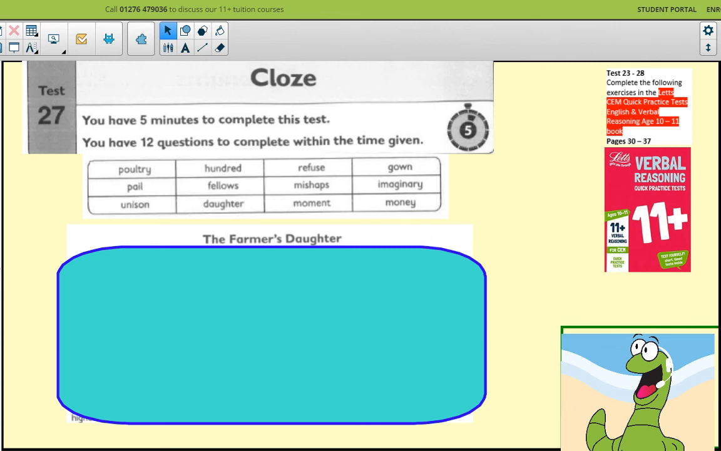Nearly there. Last two tests. This is a word bank cloze passage. So a good strategy here is to eliminate words once you have picked them by crossing them out of the word bank, and read beyond the gap so that you know what the passage is saying. This is called the farmer's daughter.